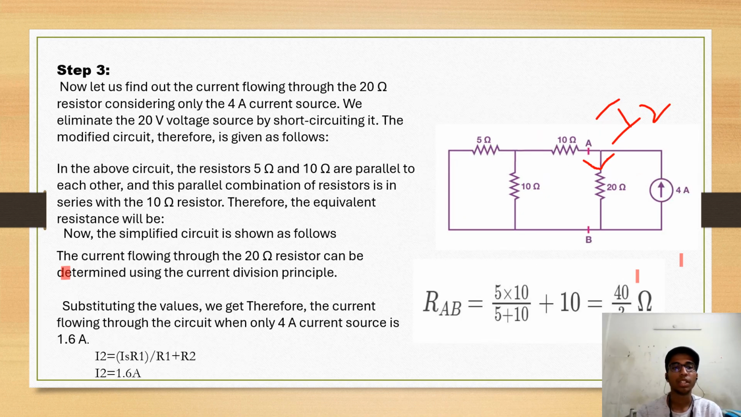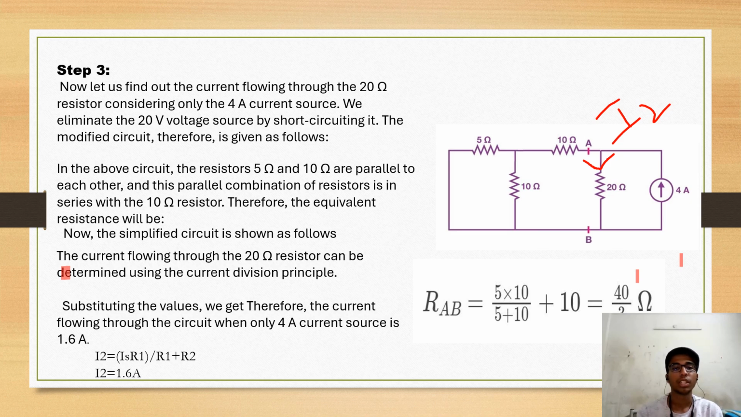Now step 3, let us find out the current flowing through the 20 ohm resistor considering only the 4 ampere current source. We eliminate the 20 volt voltage source by short circuiting it. The modified circuit is given as follows. Now we have to short circuit the voltage source, and the current source is back.